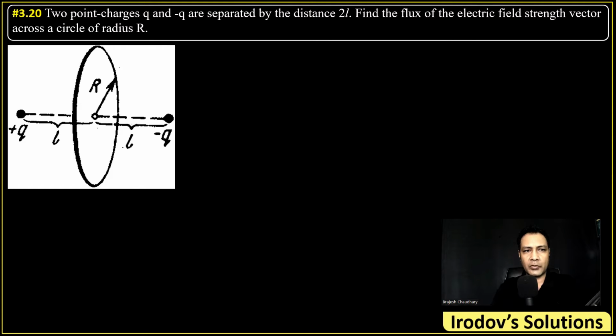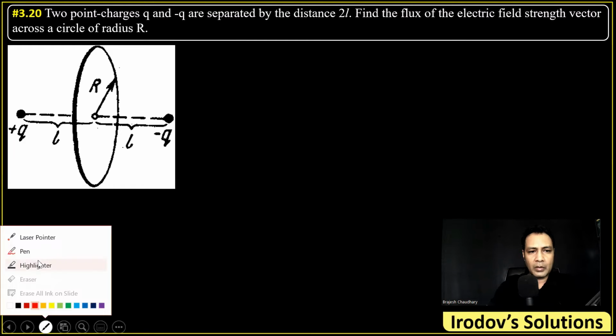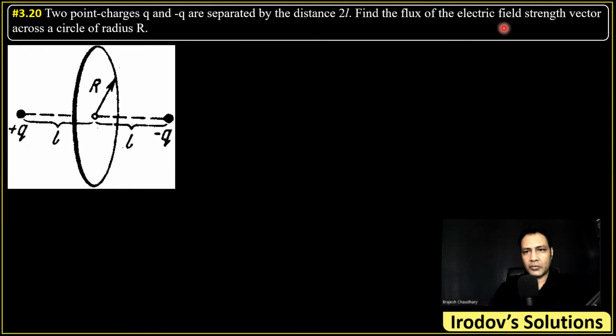Let's see this question number 3.20 of Irodov. The question states two point charges Q and minus Q are separated by distance 2L, as shown in the figure. Find the flux of the electric field strength vector across a circle of radius R, and the line joining the two charges is along the axis of this circle.